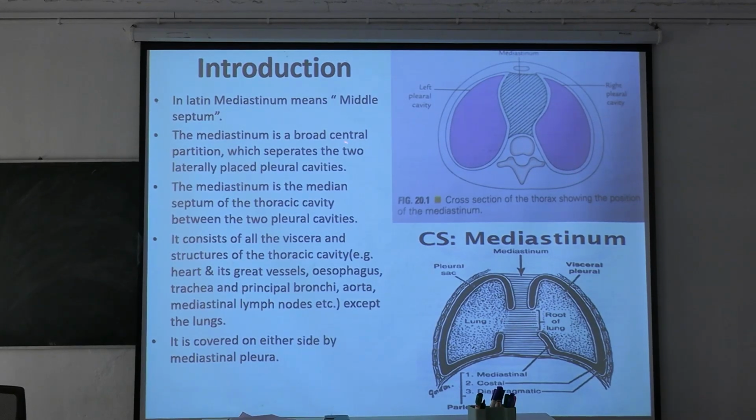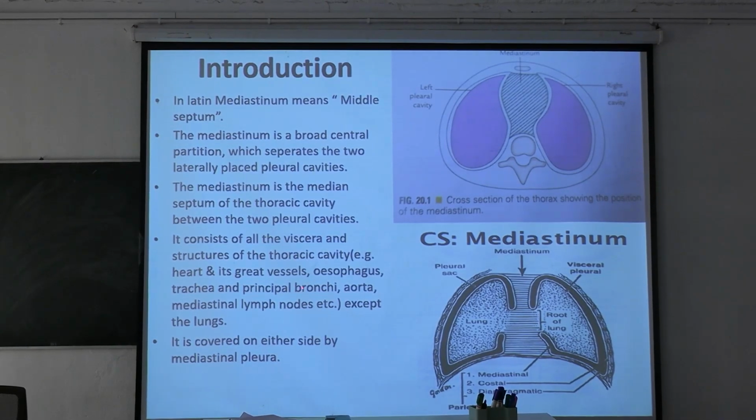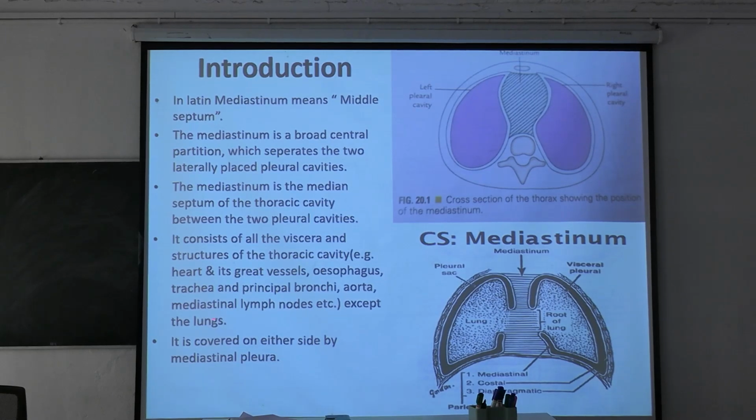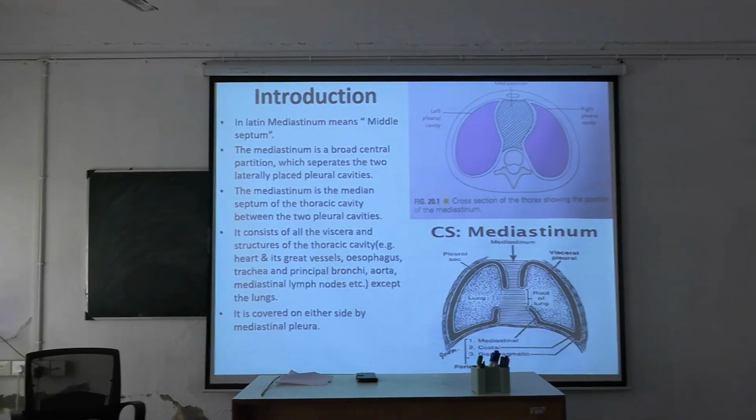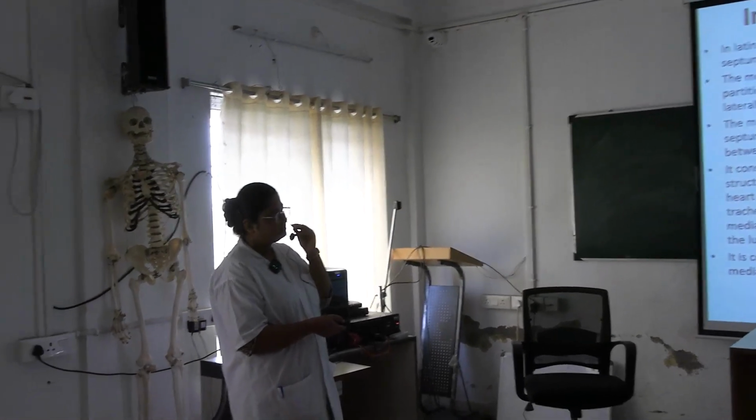So mediastinum is a broad central partition which separates the two laterally placed pleural cavities. Mediastinum is the median septum of the thoracic cavity between the two pleural cavities. It consists of all the viscera and structures of the thoracic cavity, that is heart and its great vessels, esophagus, trachea and principal bronchi, aorta, mediastinal lymph nodes, etc. except the lungs. And it is covered on either side by the mediastinal pleura. Okay. This part is the mediastinal pleura.